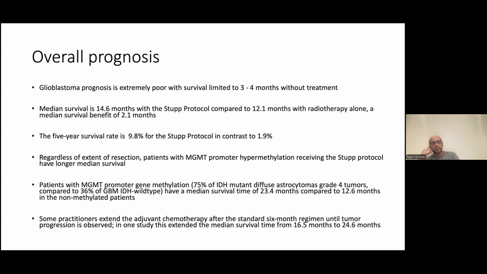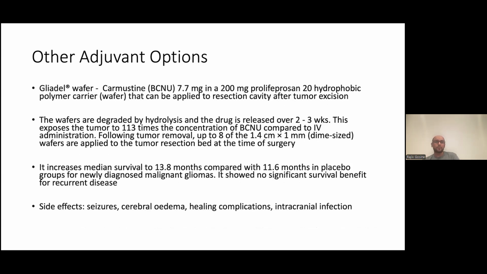Patients with MGMT promoter gene methylation, which again is found in 75% of the IDH-mutant grade 4 diffuse astrocytomas compared to only 36% of true GBM, have a median survival time of 23.4 months compared to 12.6 months in non-methylated patients. Some practitioners, as I said before, extend the adjuvant chemotherapy after the standard 6-month regimen until tumor progression or recurrence is observed. And in one study, this extended the median survival time from 16.5 months to 24.6 months.